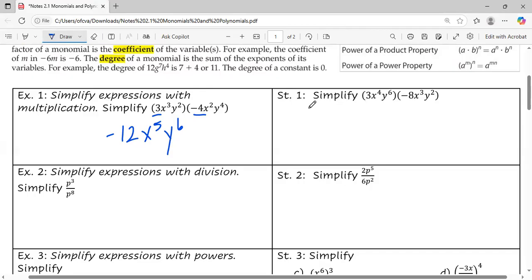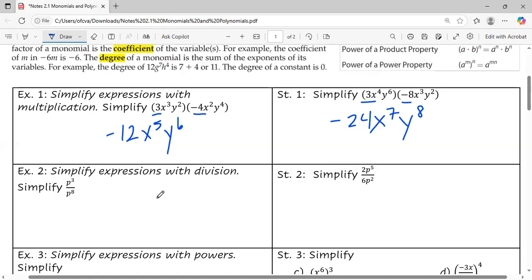So you can pause, get it done on paper, and then play to see if you did it right. So same thing with this one. We're multiplying 3 times negative 8, 24. Then you have x to the fourth times x to the third. You're adding the exponents, so that's x to the seventh. And you have y to the sixth times y to the second. You have y to the eighth. You're adding the exponents for like terms or like variables.